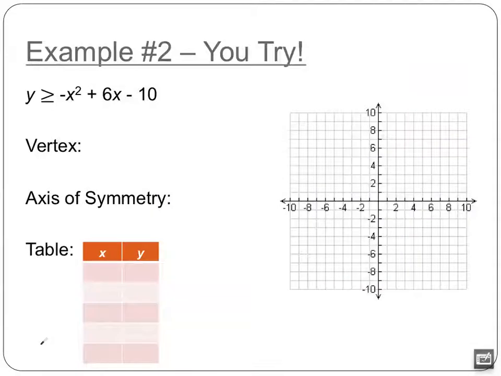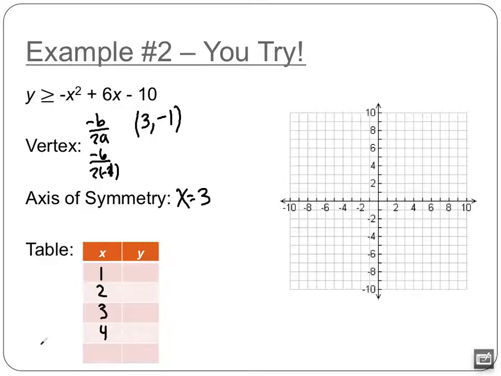Okay, welcome back. We're going to start by finding the vertex. So we have negative b over 2a, which is negative 6 over 2 multiplied by negative 1. I'm sorry. Negative 6 divided by negative 2 ends up being positive 3. When you substitute 3 in, you should end up with negative 1. So your axis of symmetry is x equals 3. Table then should be through 3, 2, 1, and then 4, 5. When you substitute in 3, you get negative 1 because that's the vertex.